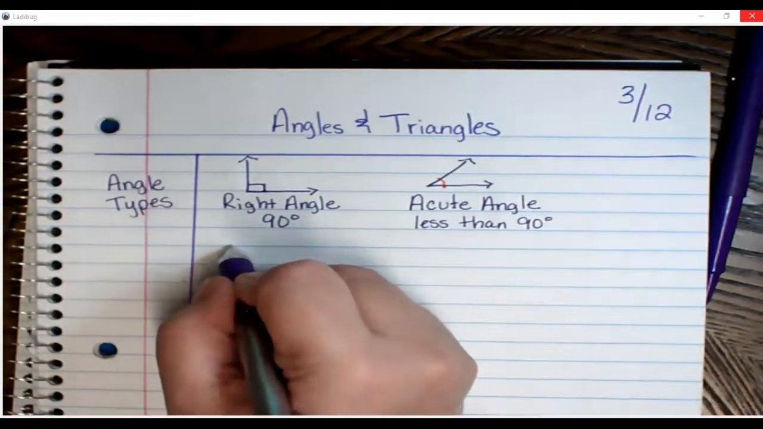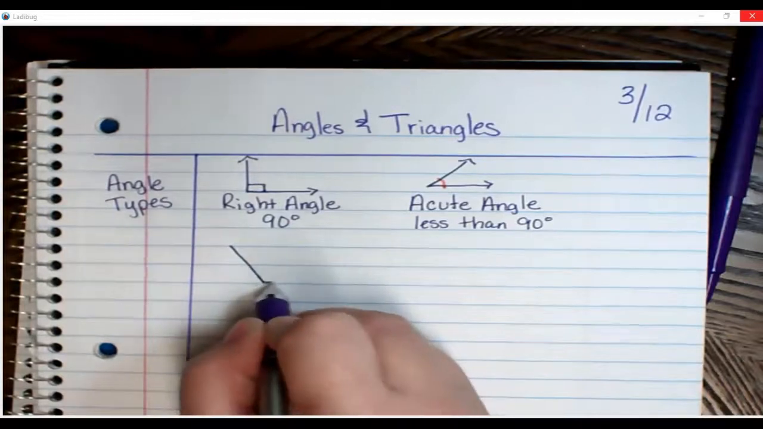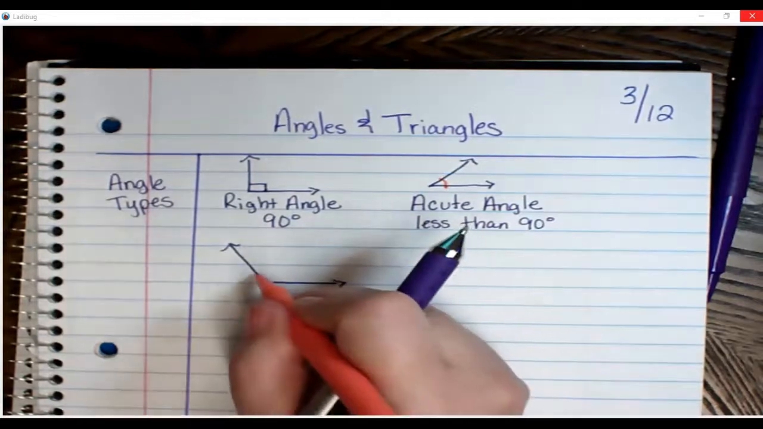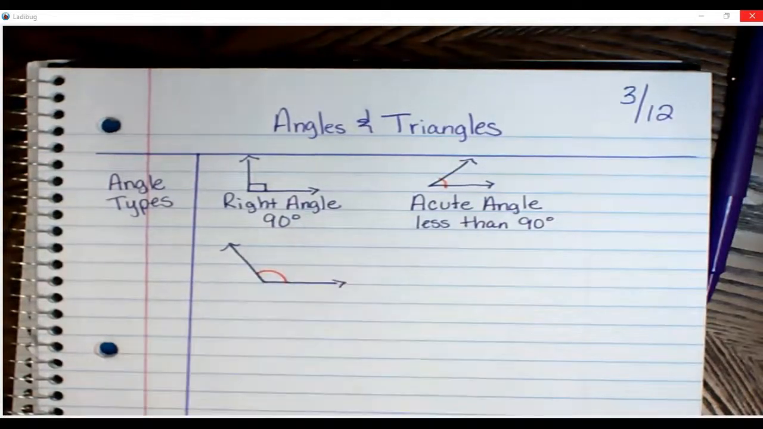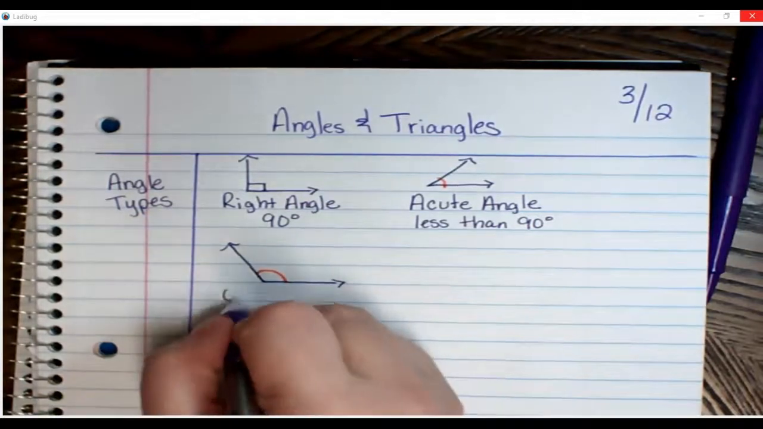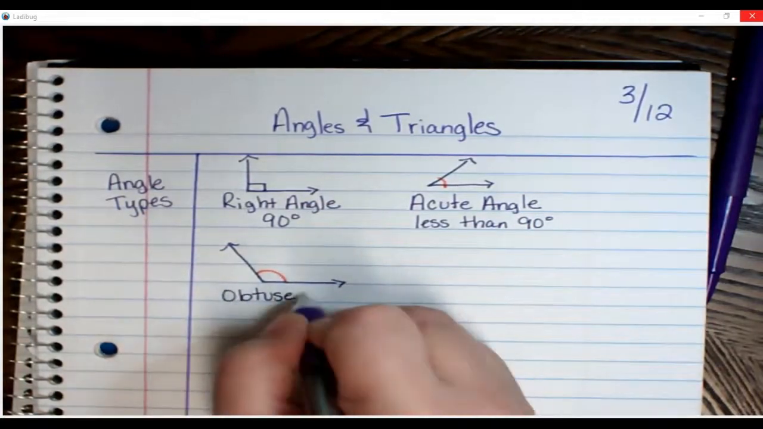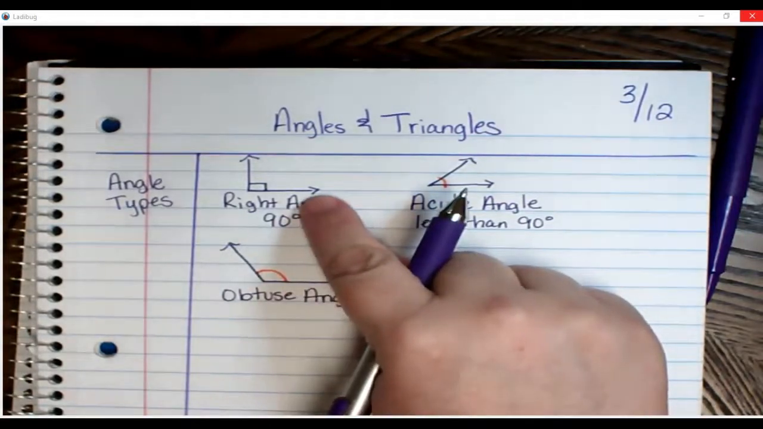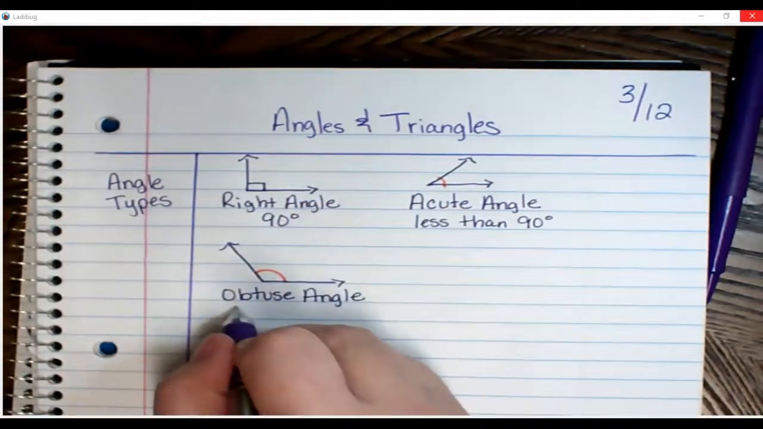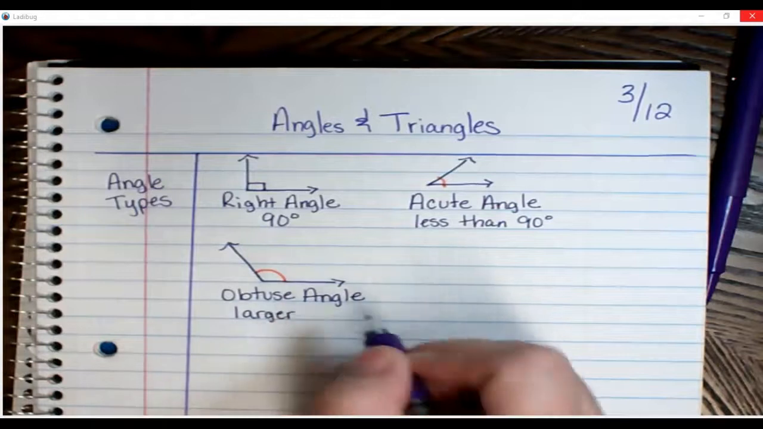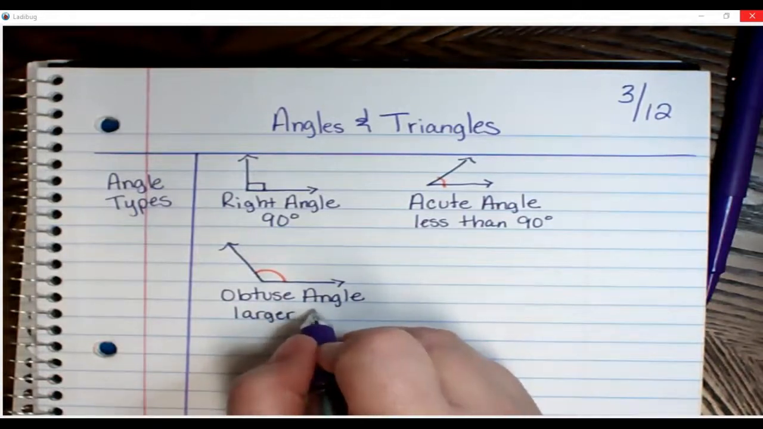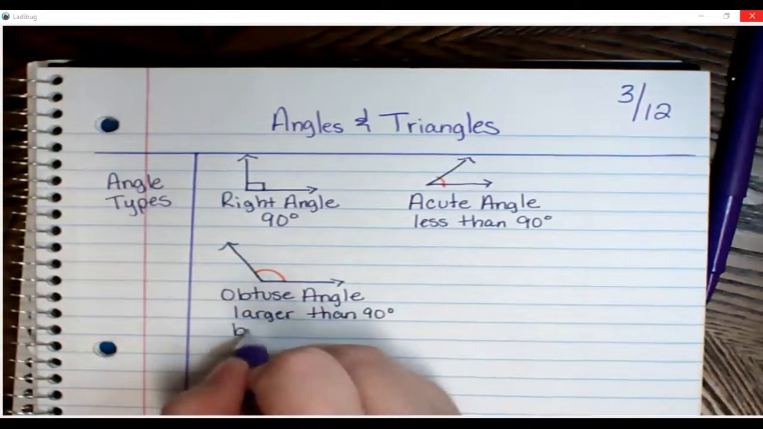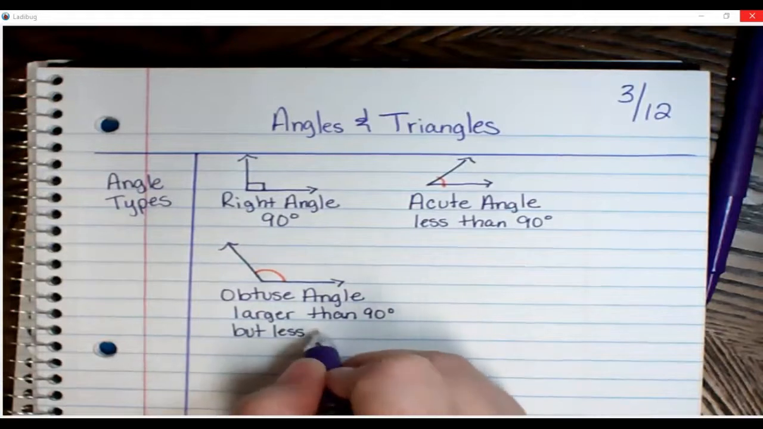Next, we have an angle that looks like this. This angle measure, see how big it is? It's called an obtuse angle. You can see from comparing it above, an obtuse angle is larger than 90 degrees, but it's also less than 180 degrees. So it's larger than 90 degrees, but less than 180 degrees.